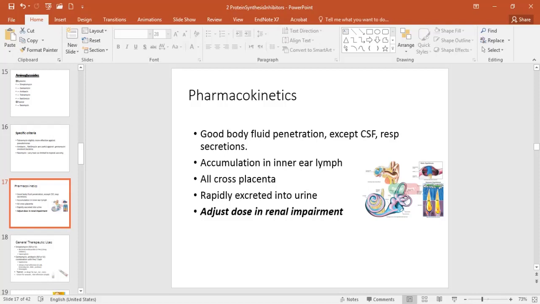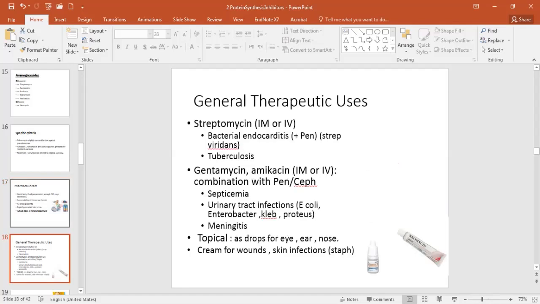They accumulate in inner ear lymph and affect the hearing, and they all cross the placenta. They are rapidly excreted in urine and thus adjust the dose in renal impairment.